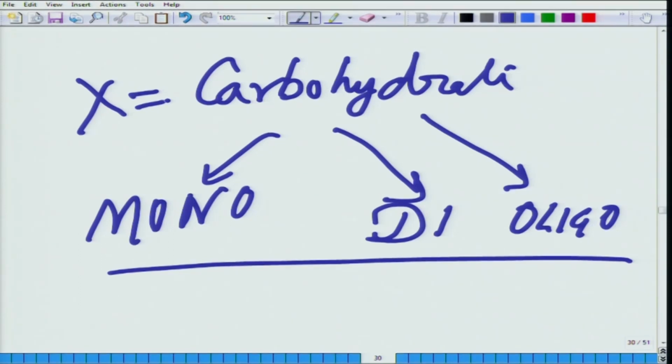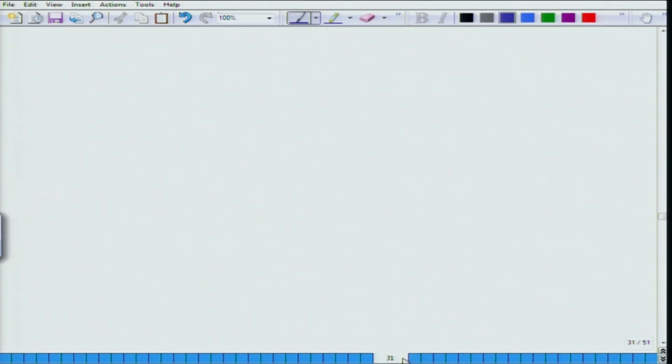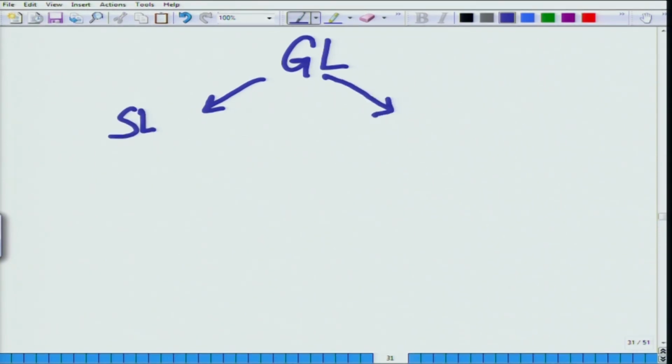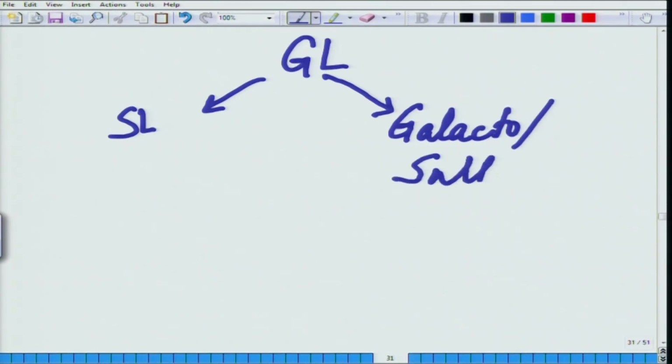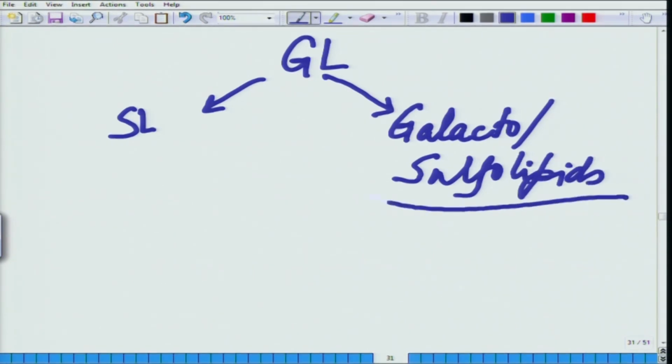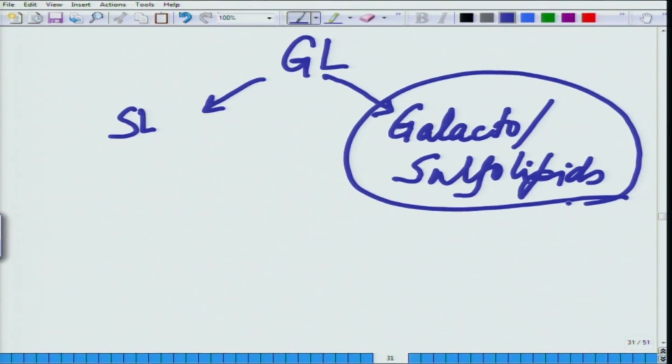And apart from it, there is another class within the glycolipids. Glycolipids stand for GL, and within that we talked about the sphingolipids. Now, we will be talking about another one which is called galacto or sulfolipids. How do these look? Galacto or sulfolipids. So, this is how it looks.